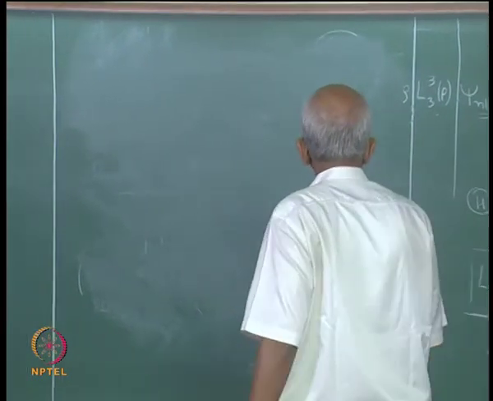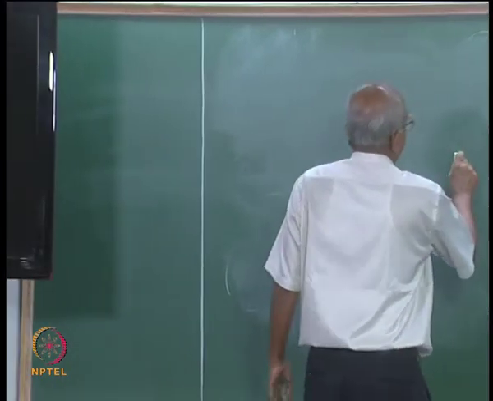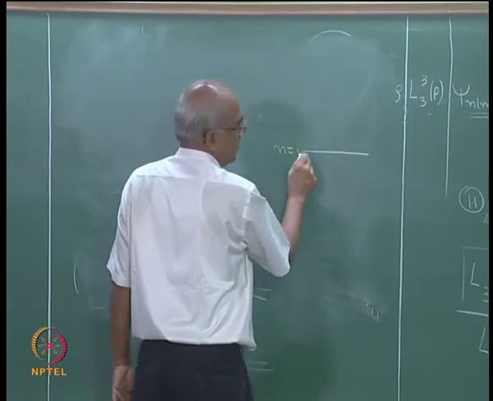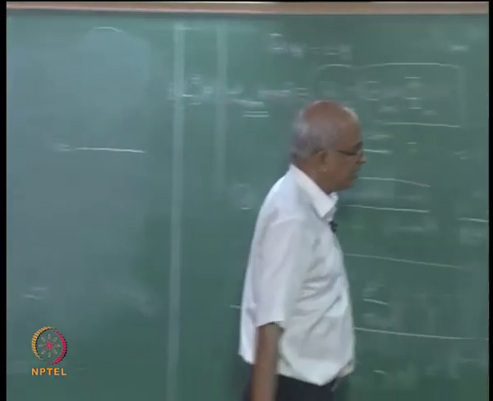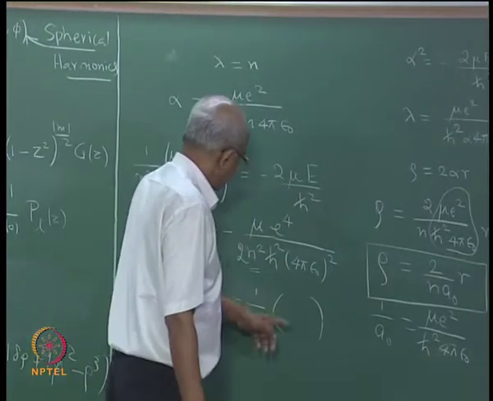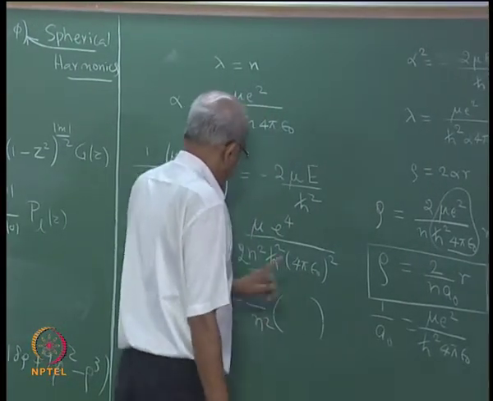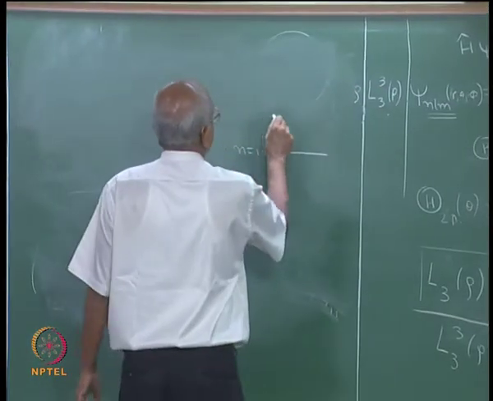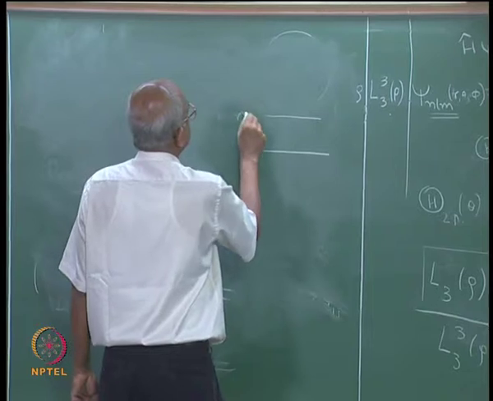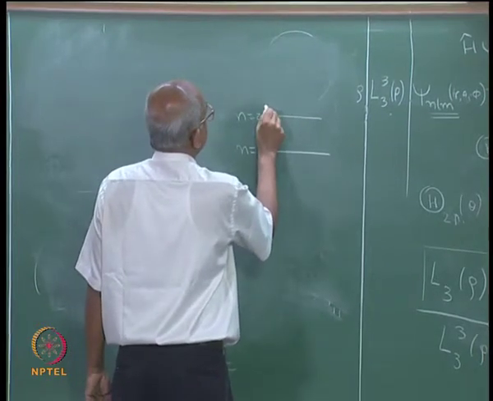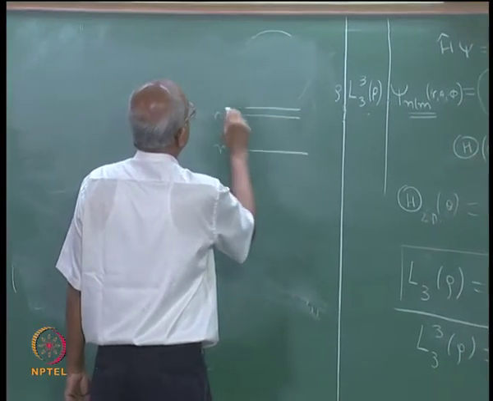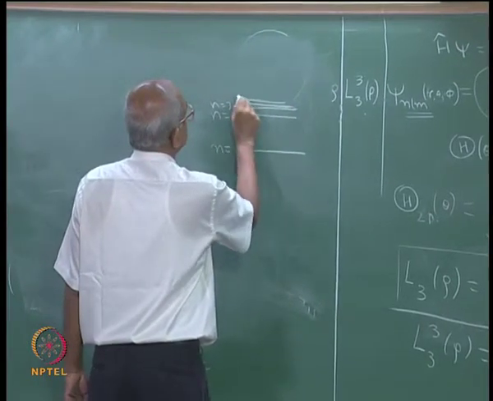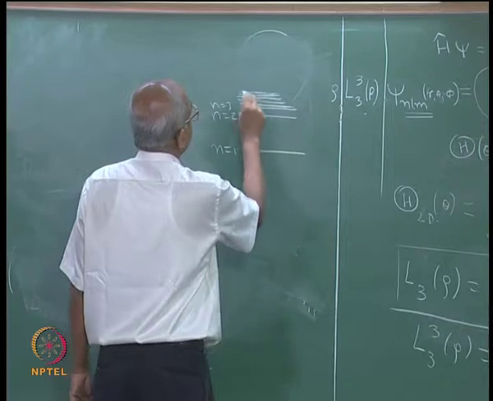In fact, maybe I should draw a picture. If you put n equal to 1, you will get this as the energy. If you want to calculate the energy, you just have to use this expression, just put n equal to 1 in there. Then n equal to 2 is somewhere here, n equal to 3 will be somewhere here, n equal to 4, 5, 6, 7, 8, 9 and so on.